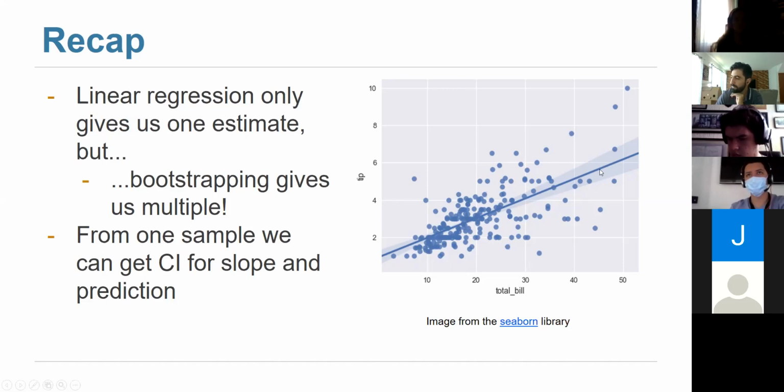Based on this, you can see the farther you get from the mean of your data, the wider the prediction would be. The closer you get, the closer, more precise the predictions. Is it clear?